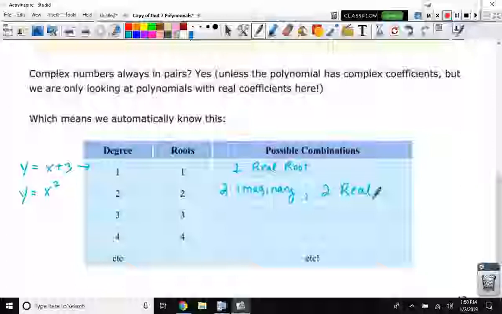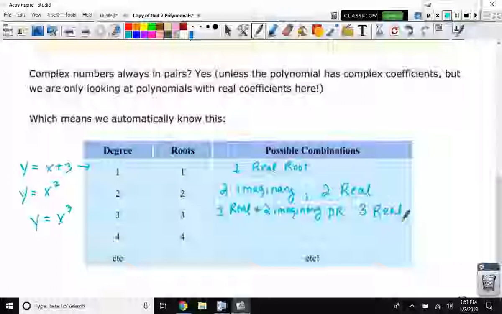If it's a degree 3, so like y equals x cubed, which you're probably not sure what the graph of that looks like, how many solutions are you going to have? 3. That's what this says. You're going to have 3 solutions. So what are the possibilities? 2 imaginary and 1 real. That's a possibility. Or what? That's the only possibility? Can I have 1 imaginary and 2 real? No. Nope, can't happen. 3 real.